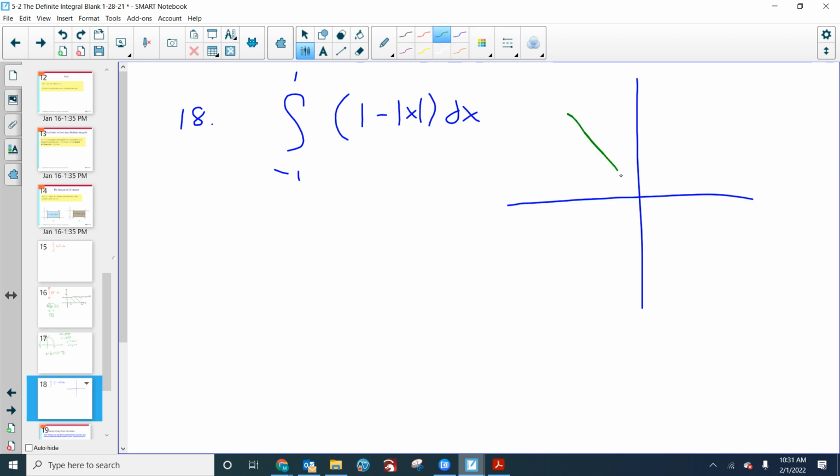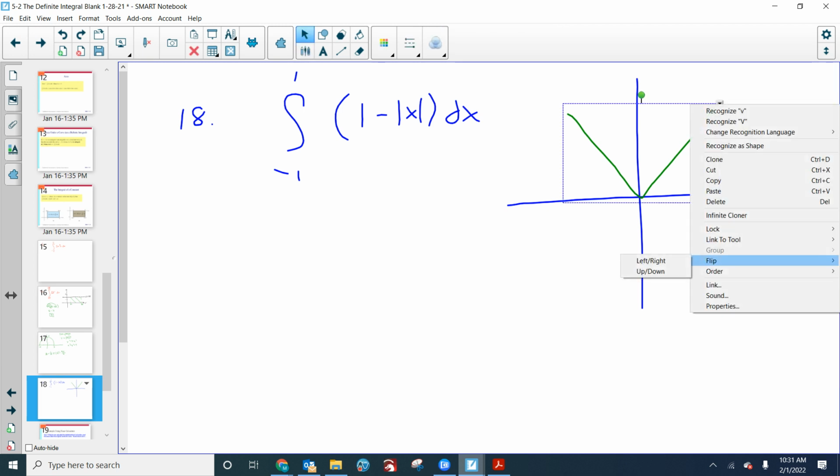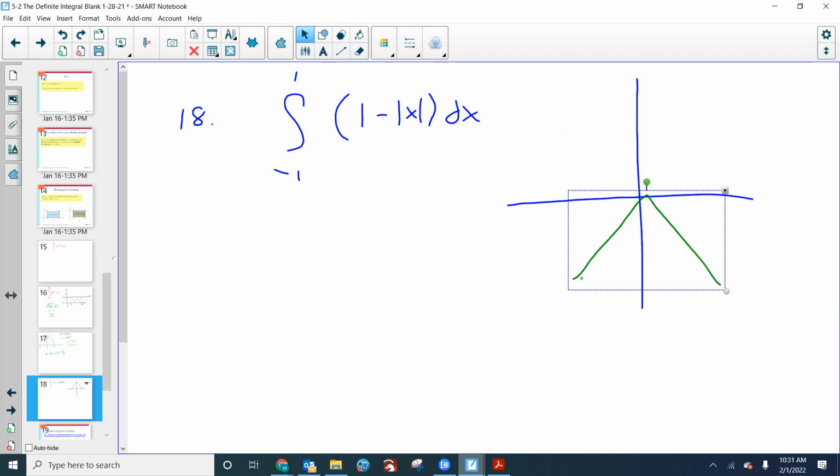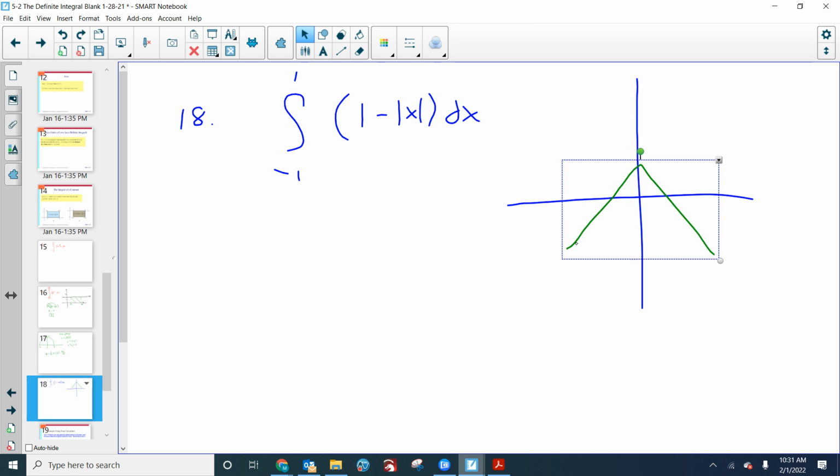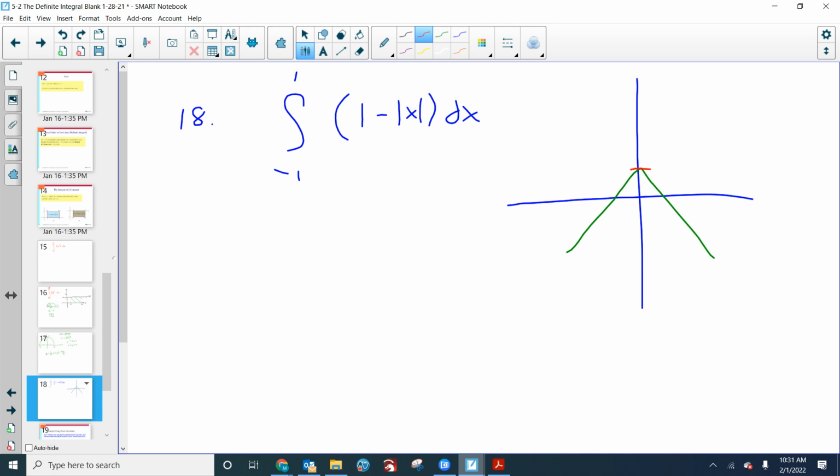Absolute value of x would be this, right? So negative absolute value of x is that, and then it's negative absolute value of x plus 1. And it's going from negative 1 to 1. Now, be careful here.